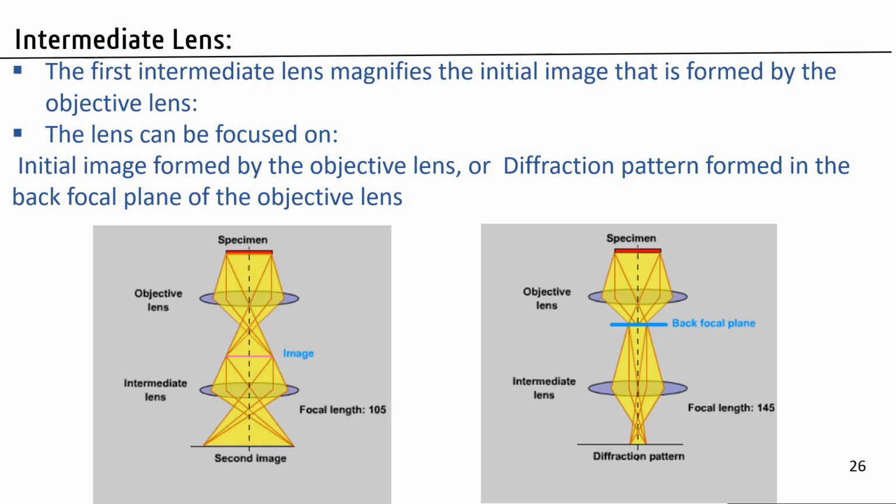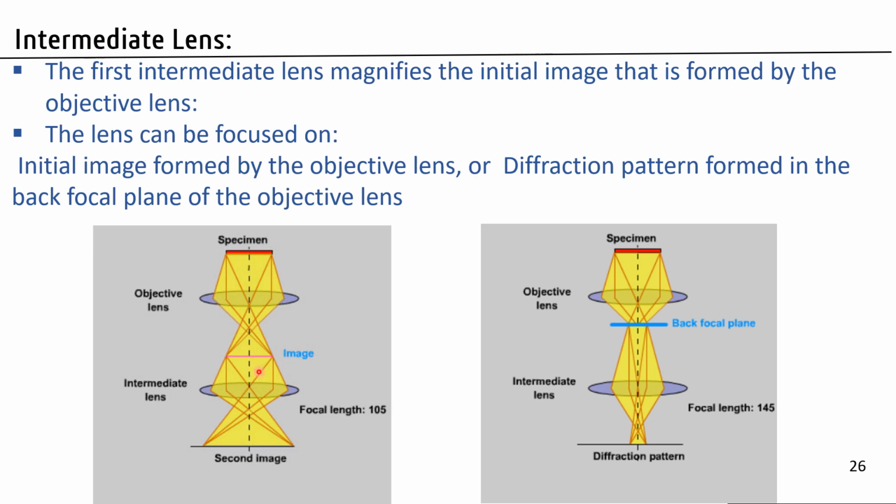This is to magnify the image produced by the objective lens. The intermediate lens changes the focusing position on the diffraction pattern or TEM image by adjusting its excitation. The first intermediate lens magnifies the initial image formed by the objective lens. The lens can be focused on the initial image formed by the objective lens or the diffraction pattern formed in the back focal plane of the objective lens.